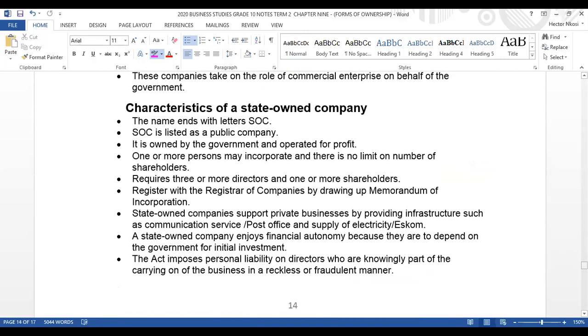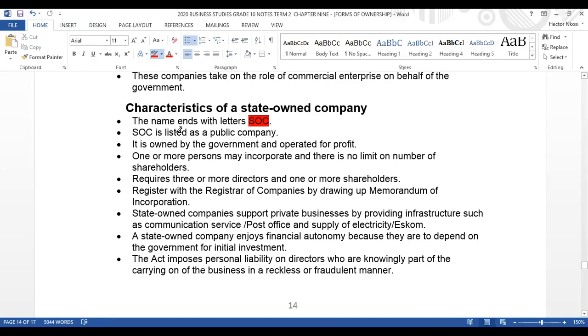Right. Let's look at the characteristics of a state-owned company. How do we see a state-owned company? And remember your characteristics, the things that you need to know about that type of company. So the name ends with the letters SOC. That's where you would see whether this is a state-owned company or not. Yeah, it ends with SOC.